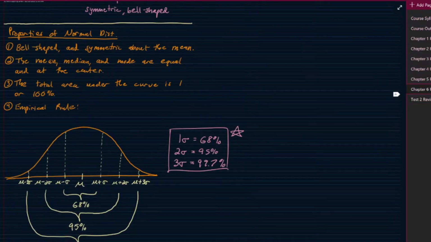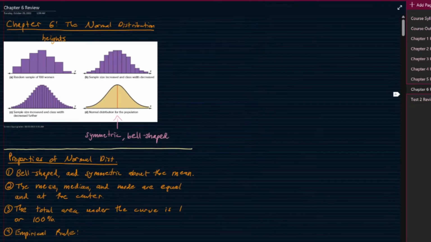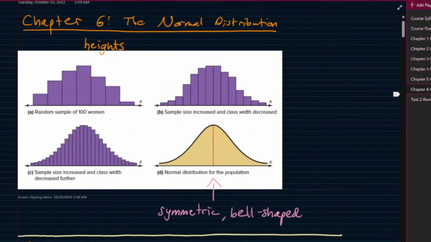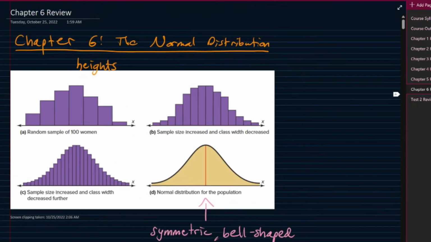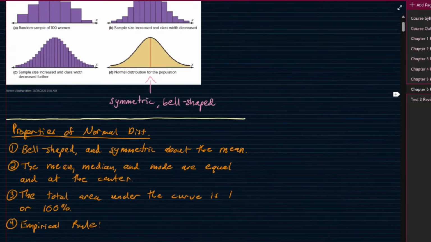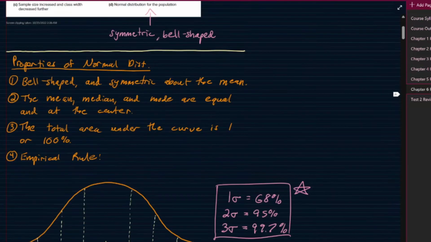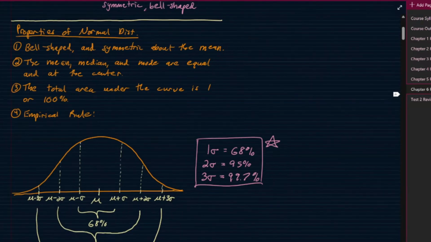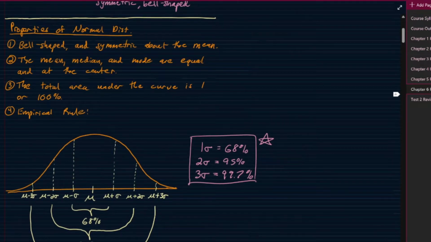Okay, so what did we say about the normal distribution? Remember, the normal distribution are distributions which have this bell-shaped curve shape, symmetric and bell-shaped, right? These are the properties of the normal distribution. It's bell-shaped and symmetric about the mean. The mean, median, and mode are equal and lie at the center. The total area under the curve is 100%, which represents probability.